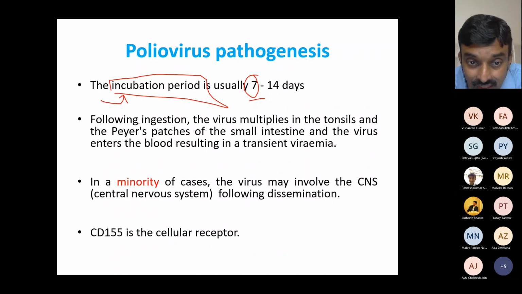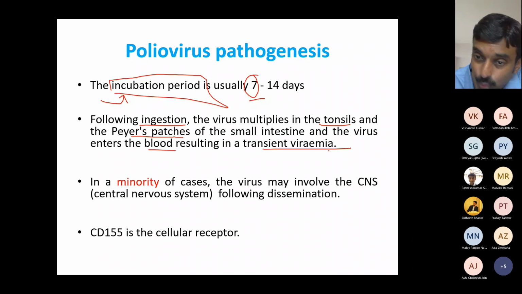Now, I told you it's the fecal-oral route. It multiplies in the tonsils, it multiplies in the Peyer's patches of the small intestine, spills over into the blood, causes what is referred to as viremia. And then from there, it can seed other organs, other immune cells, and more viremia. And then when there's enough virus, it can cross over to the brain, and infect the anterior horn cells of the spinal cord.